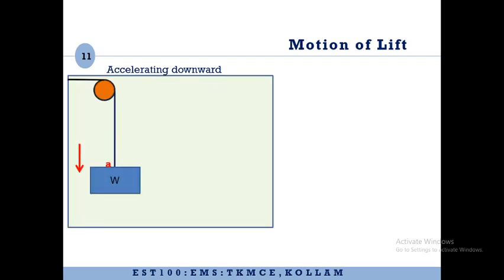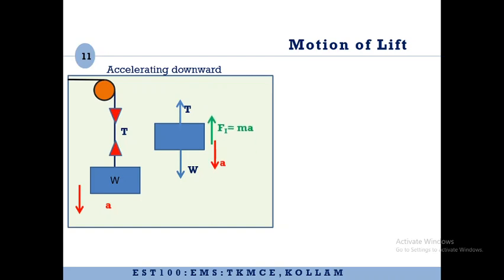So let us consider the case of the lift accelerating downward. What we have to do is draw the free body diagram of the lift. Let the total weight of the lift cabin be W. Tension will be acting in the upward direction. It is accelerating downward. Therefore, inertial force will act in the upward direction.